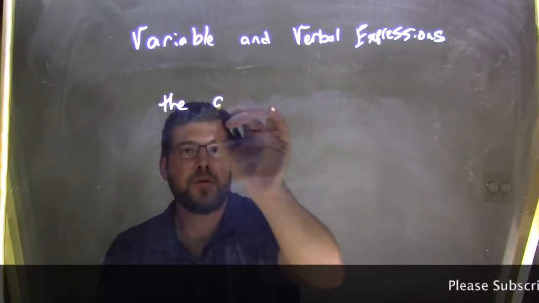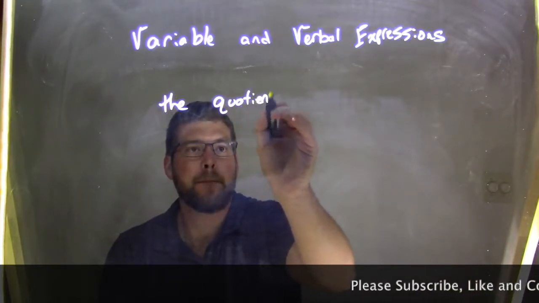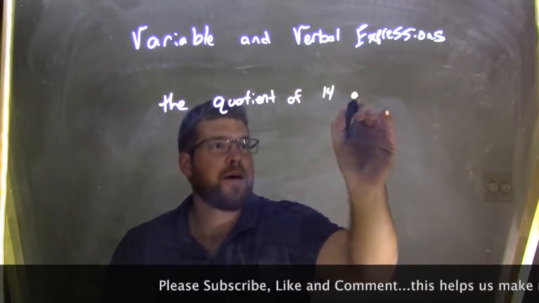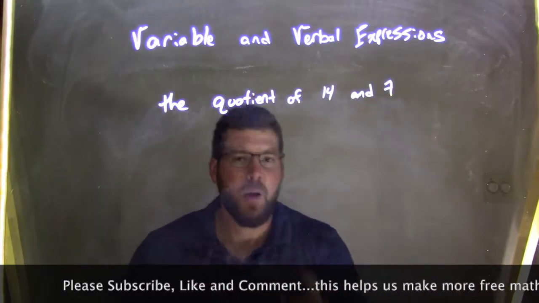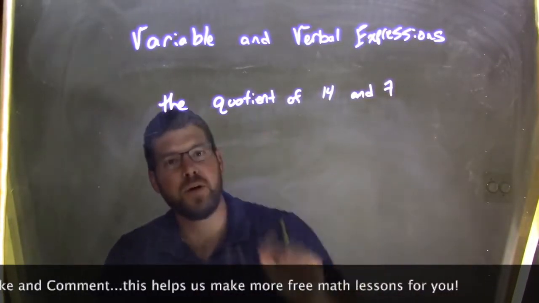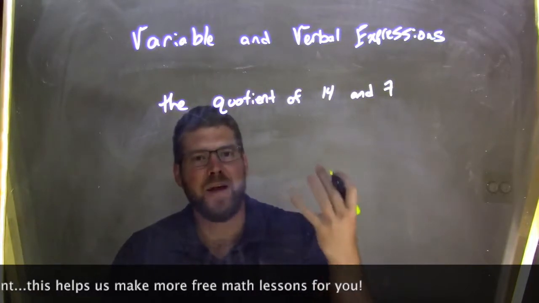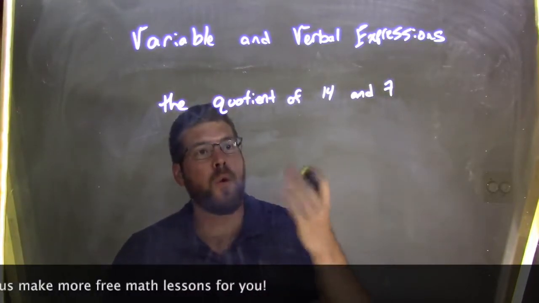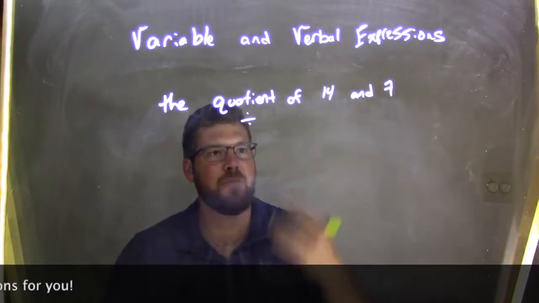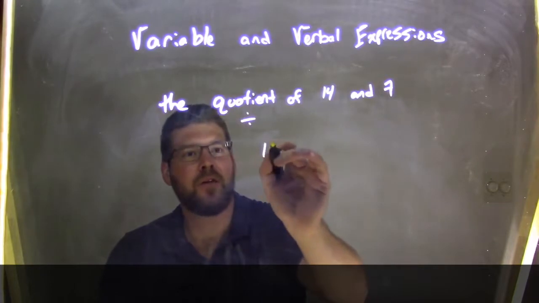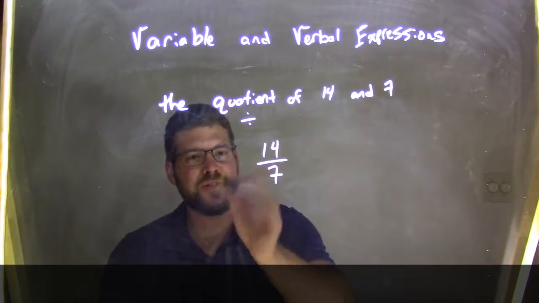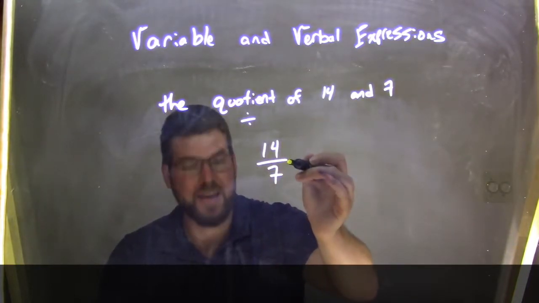The quotient of 14 and 7. I want you to take a moment to think about how you can write that as a variable expression. So we're given the verbal expression. We want to translate that into a variable expression. Well, the quotient, meaning division, right? Division of 14 and 7. 14 comes first in that statement, so we put it on top, 14 over 7. Again, that symbol here means division. So we're given the quotient of 14 and 7.